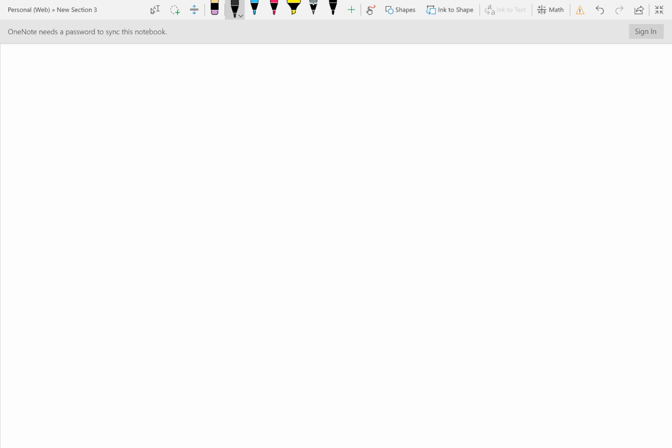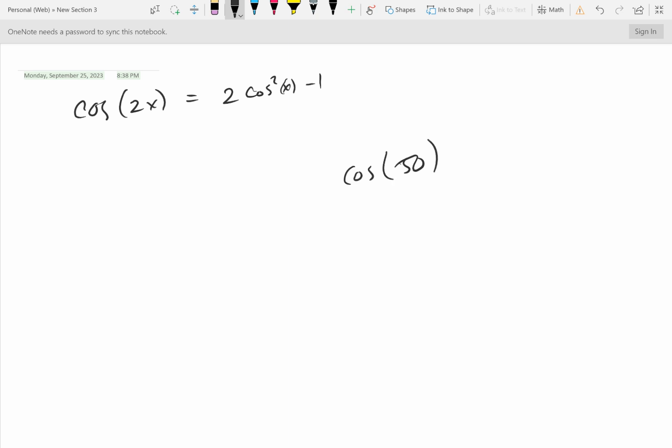But one of them happens to be this guy. So suppose you had this cosine. Cosine of 2x, we just had this one a minute ago, is equal to 2 cosine squared x minus 1, right? Now, suppose you know what the cosine of 50 is. Good for you. But you would like to know what is the cosine of 25.